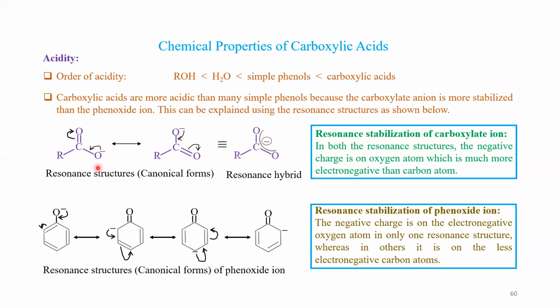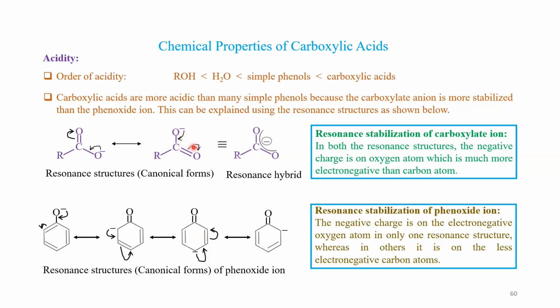But still, carboxylate ion is more stable because in carboxylate ion, the negative charge is shared between the oxygen atoms. Oxygen is more electronegative than carbon. In carboxylate ion, the negative charge is shared between the more electronegative oxygen atoms. Whereas in phenoxide ion, the negative charge is on the oxygen atom only in one resonance structure. In other resonance structures, it is shared by the less electronegative carbon atom. So because of this, phenoxide is less stable than carboxylate, or carboxylate is more stable.